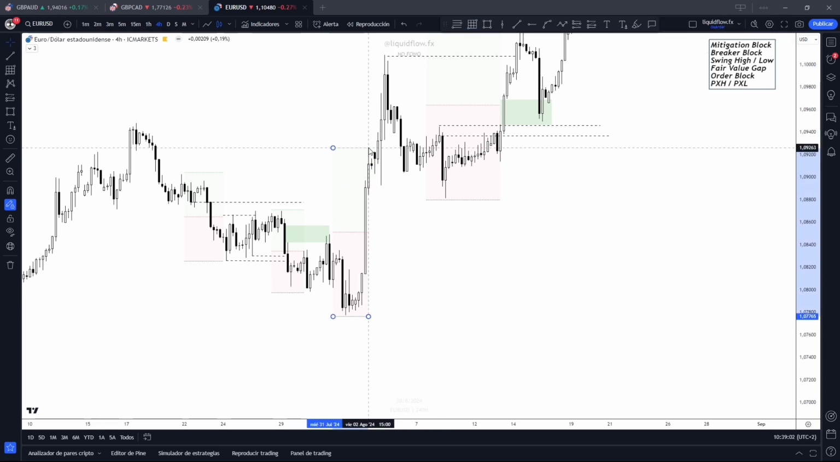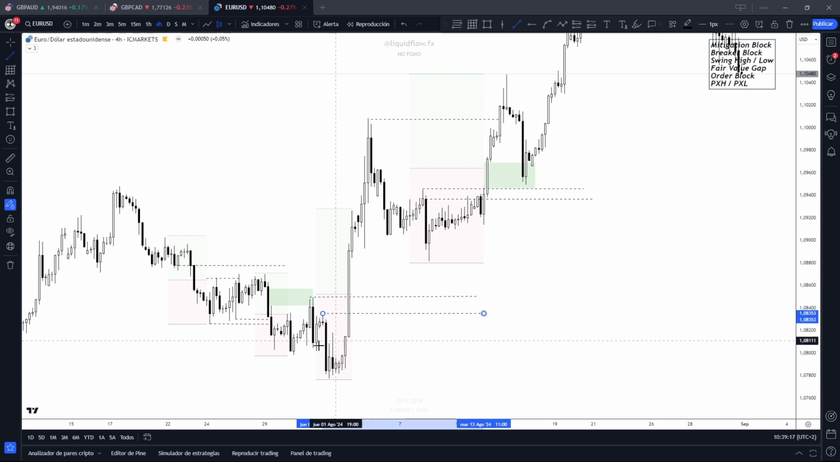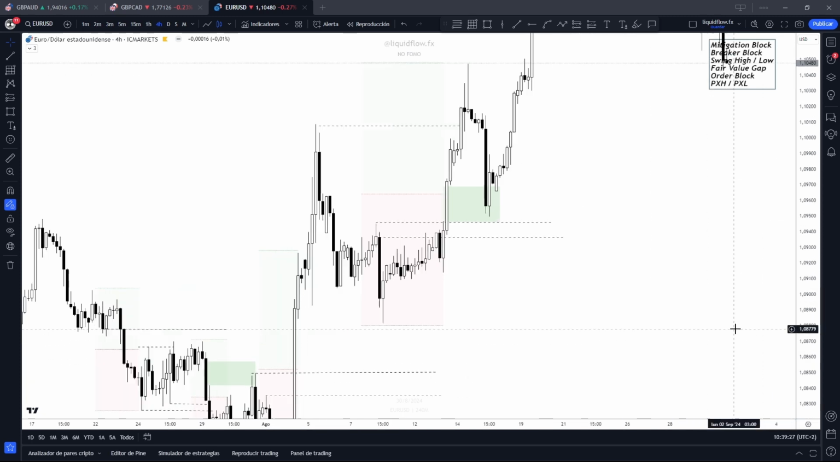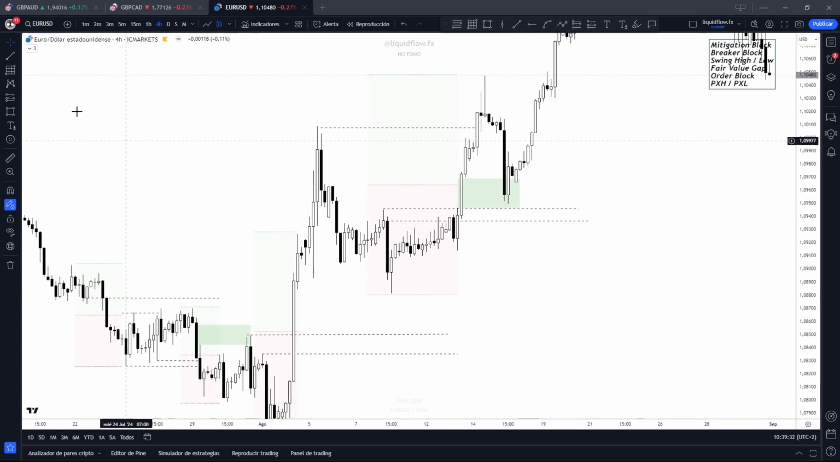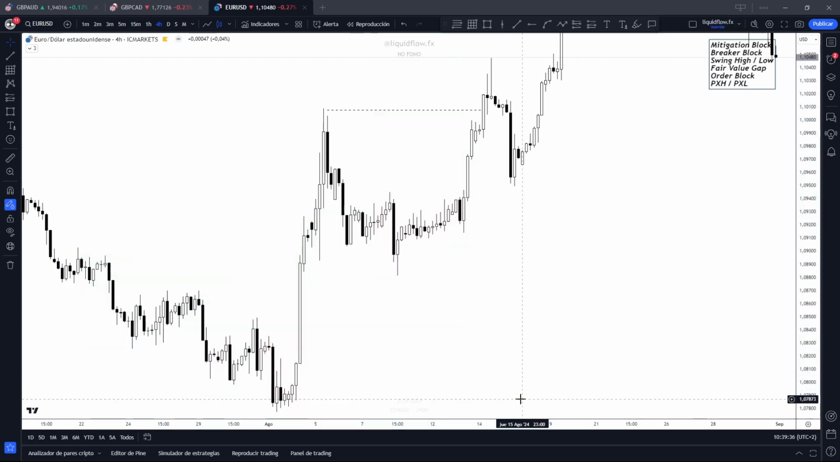Let's mark this swing, and what do we have? Mitigation block, and breaker block, and of course the other block here below. And as you can see, the market didn't come inside of any of them. And now we're going over the previous swing low or previous swing high. So what is the previous swing low or previous swing high?